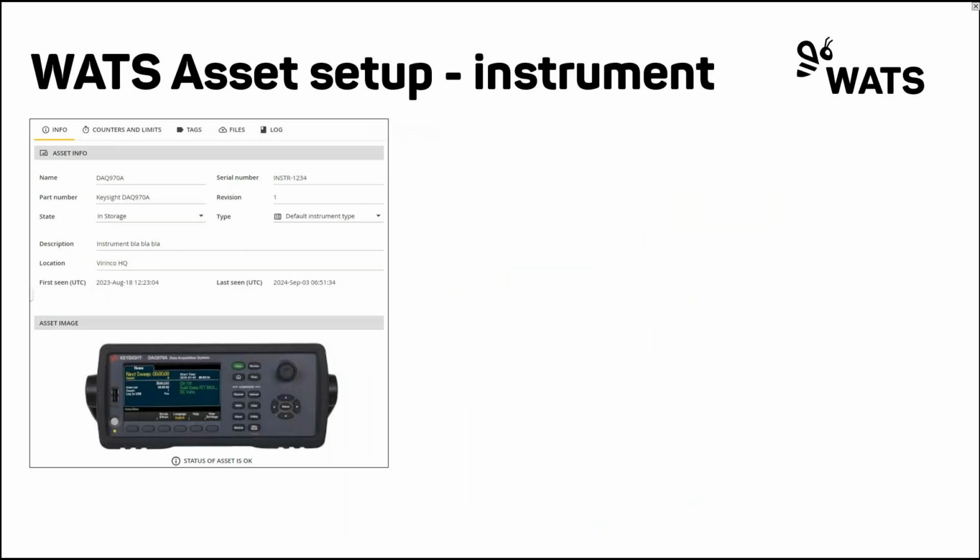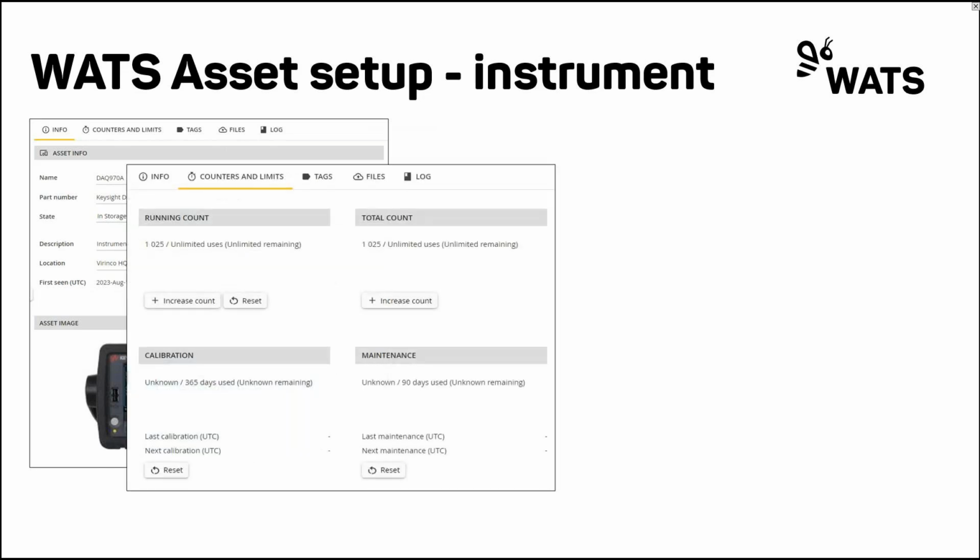So let's have a closer look. I've added a picture, so I know what type of asset it is. I want to know how it looks. I've added my correct asset type, so I have my running counter and total counter. They are not set, they are unlimited, but I do have my calibration and maintenance interval in days set up.